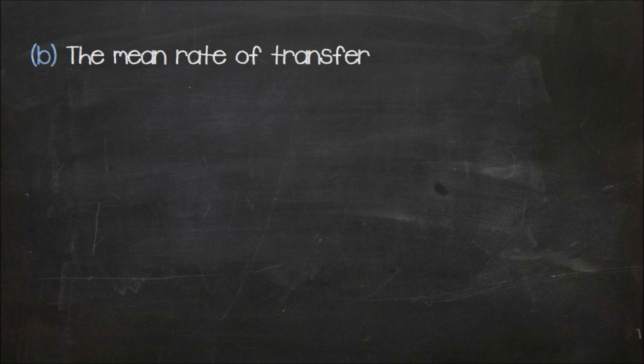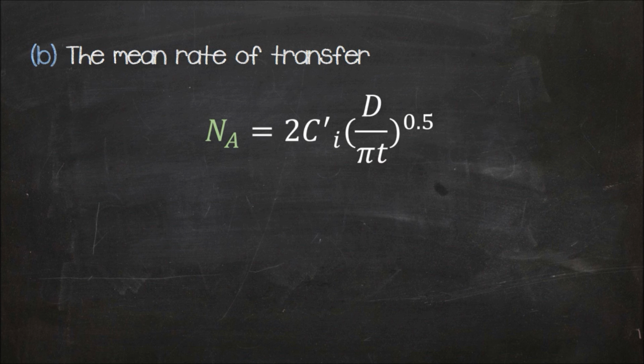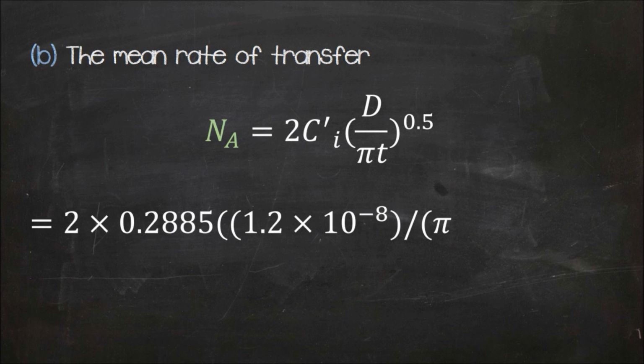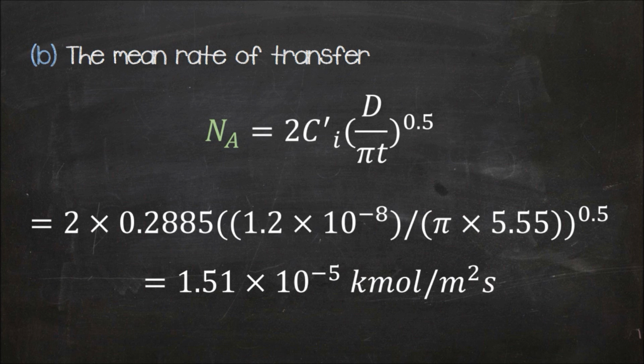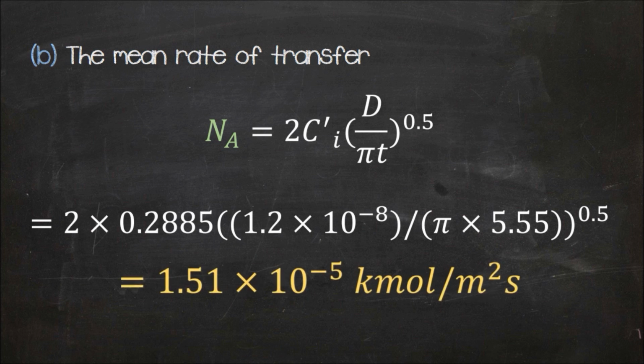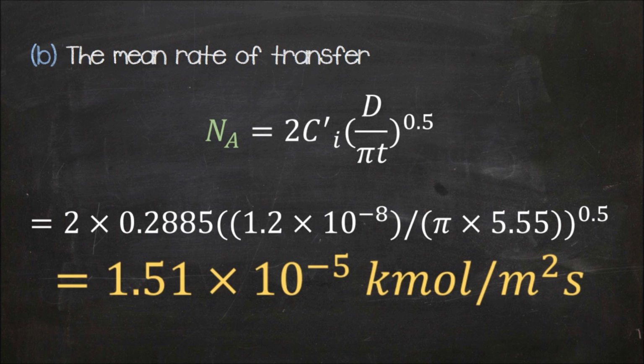Then, the mean rate of transfer NA is equal to 2 C'i times quantity D over pi t, quantity raised to 0.5, which is equal to 2 times 0.2885 times quantity 1.2 times 10 raised to negative 8 over pi times 5.55, quantity raised to 0.5. That would lead us to the answer 1.51 times 10 raised to negative 5 kilomole per meter squared second.